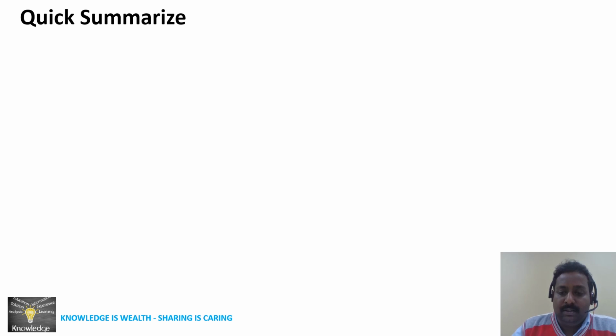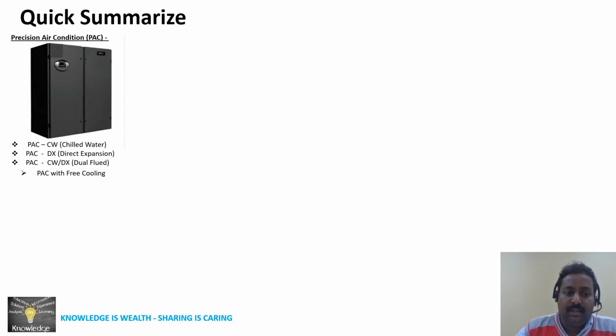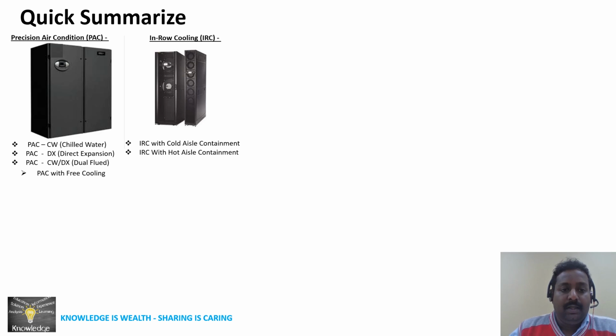Let us quickly summarize what we have discussed today. One is precision air conditioning units with chilled water, DX and dual fluid, and also PAC with free cooling systems. In this traditional PAC unit setup for lab and data center, it is very difficult to maintain the PUE because of various issues and challenges. At maximum we can achieve about 1.8 to 2 PUE. In in-row cooling, yes, we can achieve 1.4, 1.5, up to 1.6 PUE.